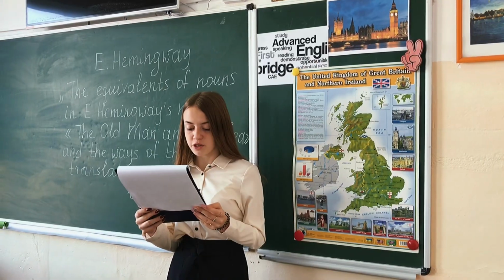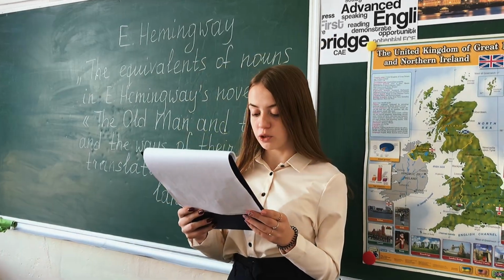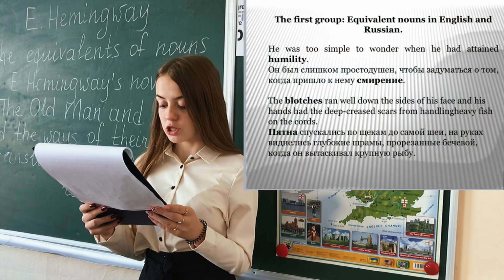In the translation of Ernest Hemingway's short novel The Old Man and the Sea, we can distinguish four groups of nouns. The first group is just equivalence. The second group is without direct equivalence, when the translation is absent. The third group is the nouns which are close in meaning in Russian. The fourth group is descriptive translation. The first group: equivalent nouns in English and Russian.